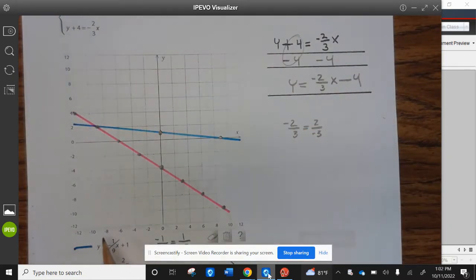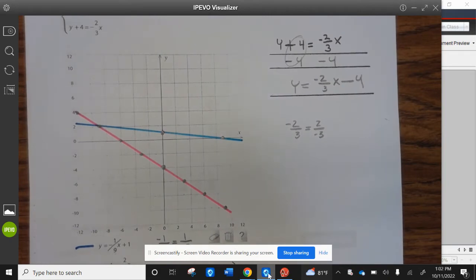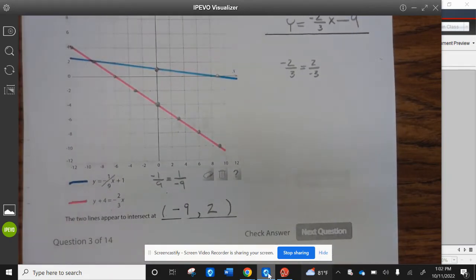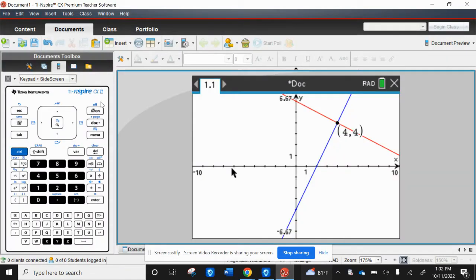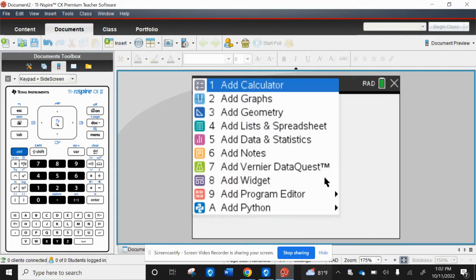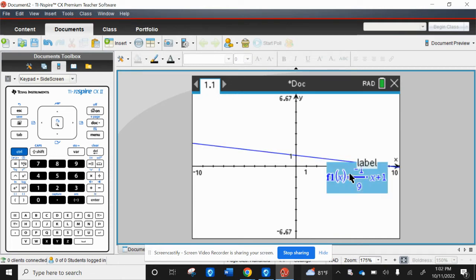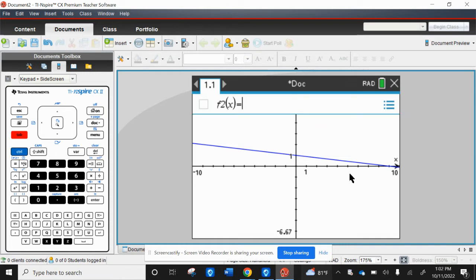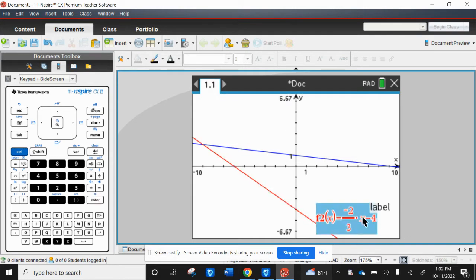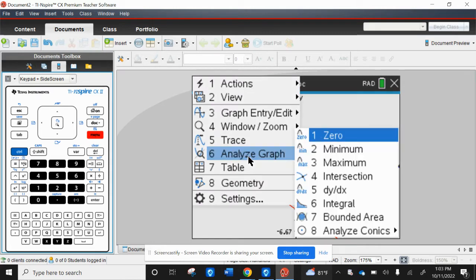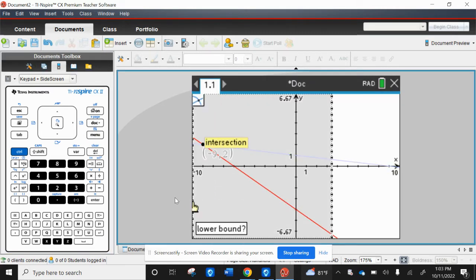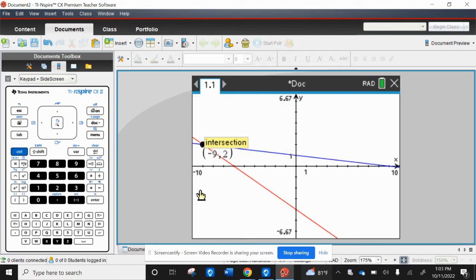All right, and it looks like our solution is -9, 2. Okay, so let's use our calculator to check that. You always want to go to New Document. So on New Document, No, Add Graph. We're going to graph the first one, -1 divided by 9, x plus 1. And I'm actually going to delete that equation, tab, and then -2 divided by 3x minus 4. And again, I'm going to delete this. I'm going to go to Menu, Analyze Graph, Intersection, click, drag across. That verifies that -2 is our correct answer.